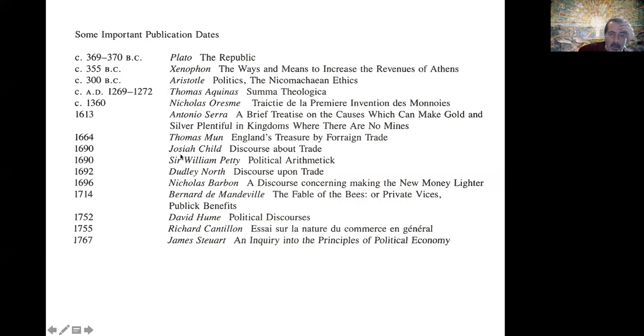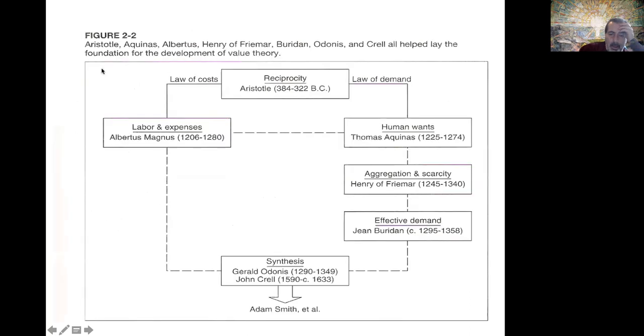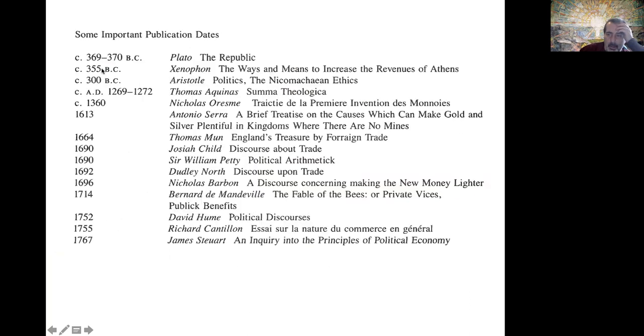And this age is known as Mercantilism, basically. And there are some important guys here, like Thomas Mun, Josiah Child, William Petty, Dudley North, Nicholas Barbon, etc. And in the 18th century, we have this David Hume guy, who's a philosopher, one of the most important modern philosophers, if not the most.